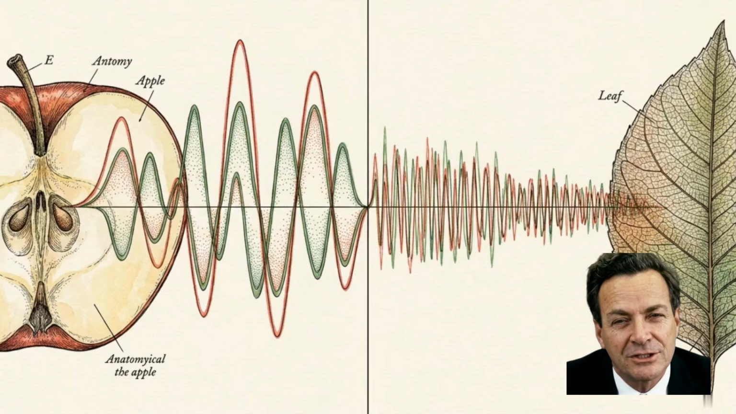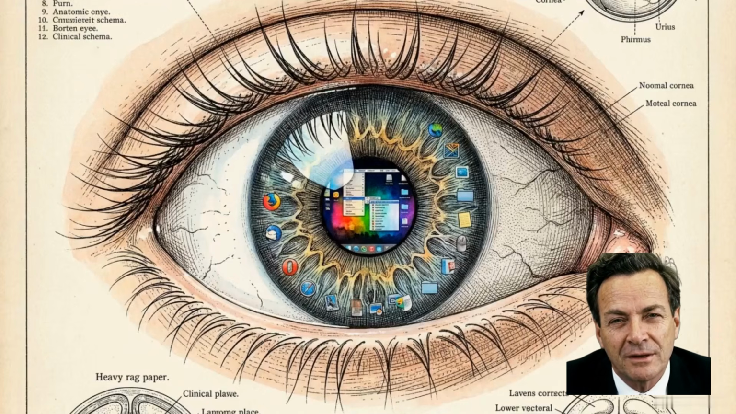When the long wave signal comes in, your brain projects the sensation of red. When the medium wave signal comes in, your brain projects green. Color is not a physical property of the world. It is a biological translation software.